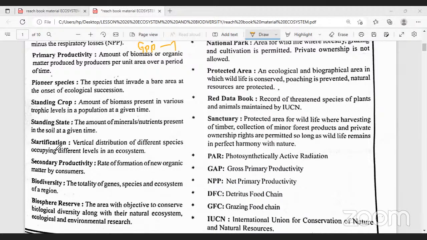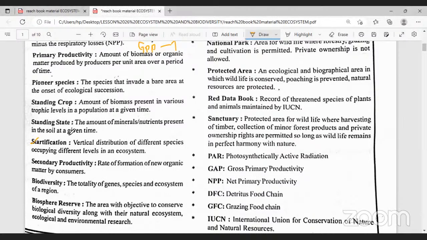Okay, and the next one is stratification. Don't forget, my dear students, this is very, very important. Stratification: vertical distribution of the different species. Vertical means ascending order, from lower to higher. Different species occupy different levels of an ecosystem.